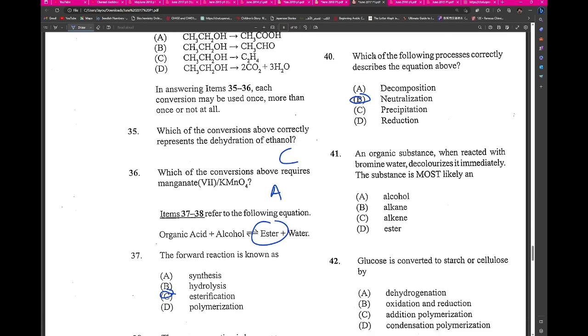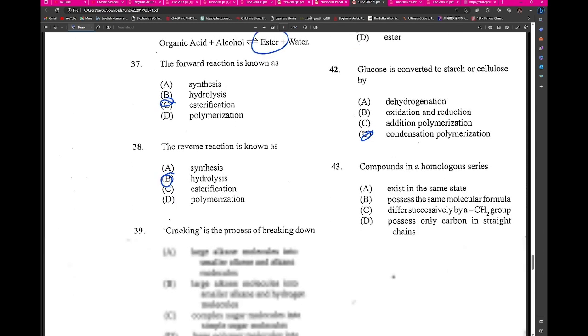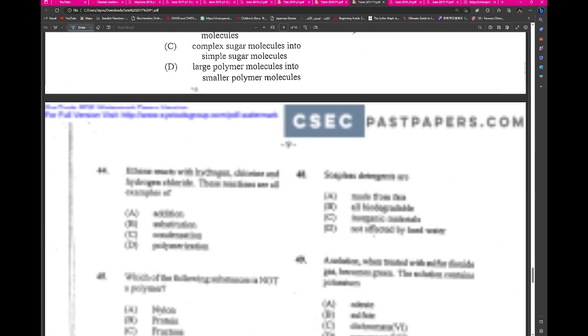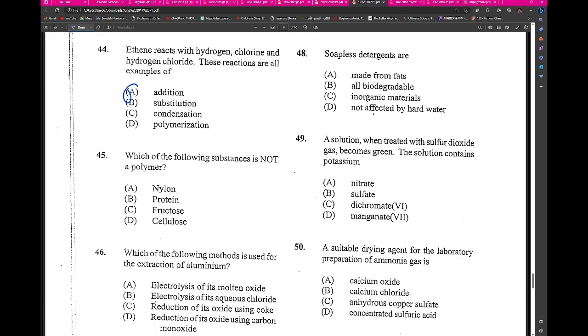The organic substance, when reacted with bromine water, decolorizes it immediately. Which of these substances would be an alkene? Glucose is converted to starch or cellulose through condensation polymerization. Compounds in a homologous series differ successively by an alkyl group. Ethene reacts with hydrogen, chlorine, and hydrogen chloride. These reactions are all examples of addition. Which of the following substances is not a polymer? Right, fructose is not a polymer.